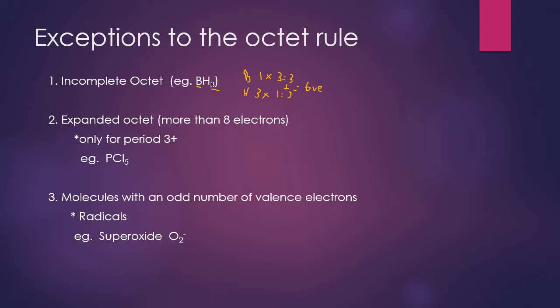So next what I want to do is I want to draw the structure connecting with single bonds only to start. So I have boron with 3 hydrogens around it. I'm going to connect those 3 hydrogens with single bonds.